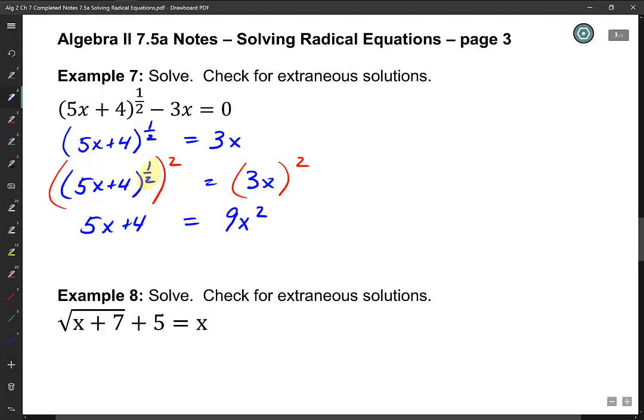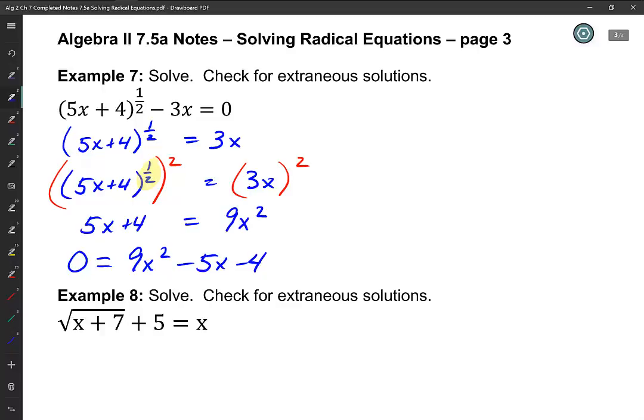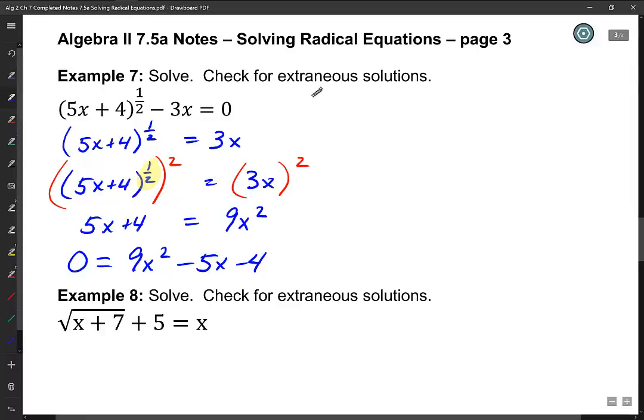I need you to realize you're squaring both the 3 and the x. I'm going to set this equal to 0 and have 9x squared minus 5x minus 4. We've got to think through and say, do we know anything that this might work with? We could use the quadratic formula. We could factor this, but we do have 2 answers here.